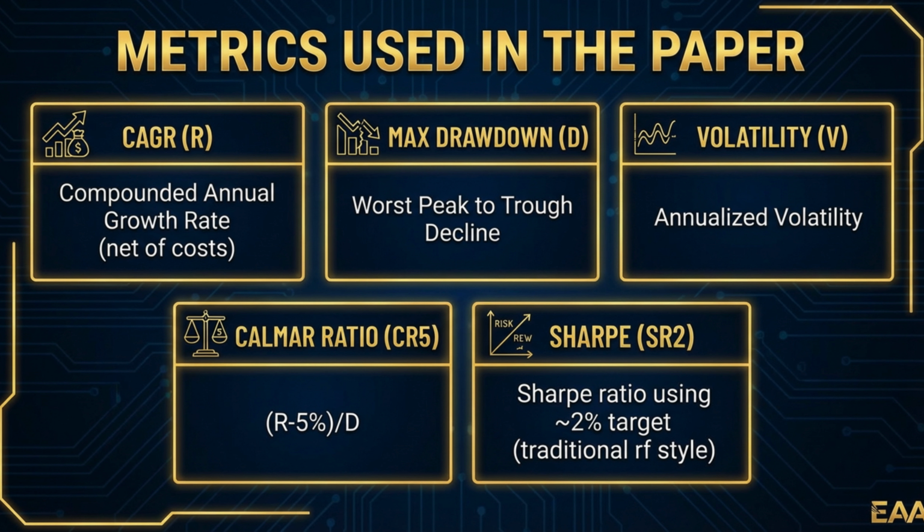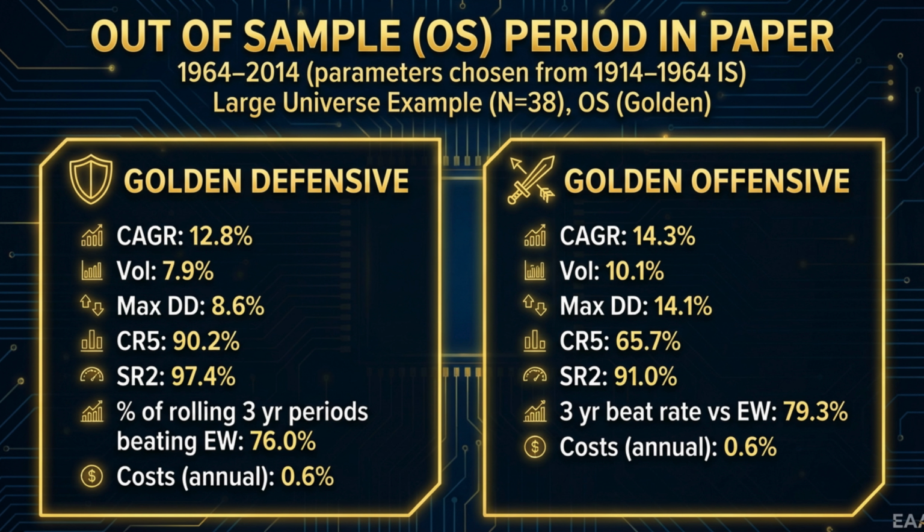The authors don't just chase returns, they emphasize drawdowns. A big centerpiece of the paper is the Calmar ratio, specifically CR5, which is return above a 5% target divided by maximum drawdown. They also report volatility and Sharpe ratios, but their optimization focus leans toward controlling deep losses over long horizons. Now, the results people care about: what happened out of sample.